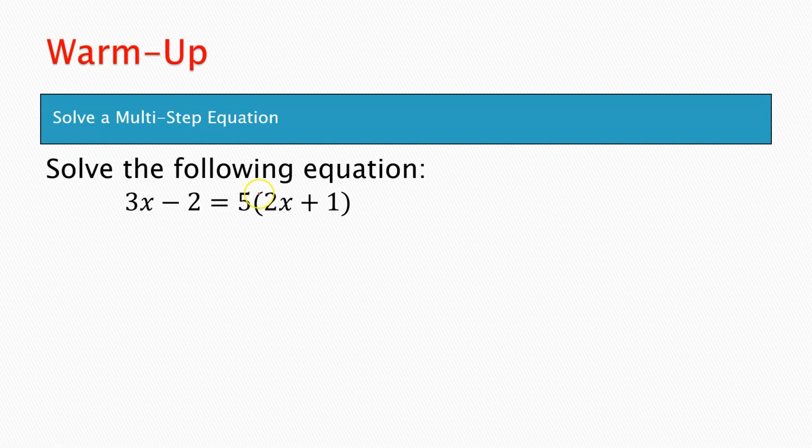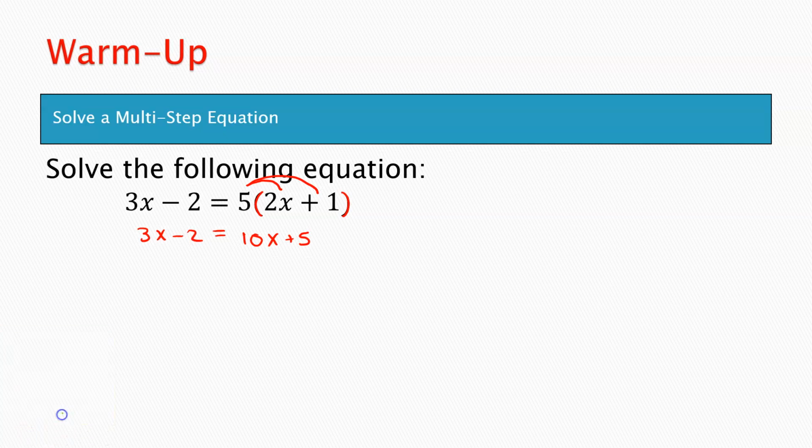First thing that you guys had to do was take care of those parentheses, right? So we're going to go ahead and use distributive property. You should have multiplied 5 times 2x. 5 times 2x is 10x. And then you multiply one more time, 5 times 1. 5 times 1 is just 5. We go ahead and bring everything else back down, 3x minus 2.